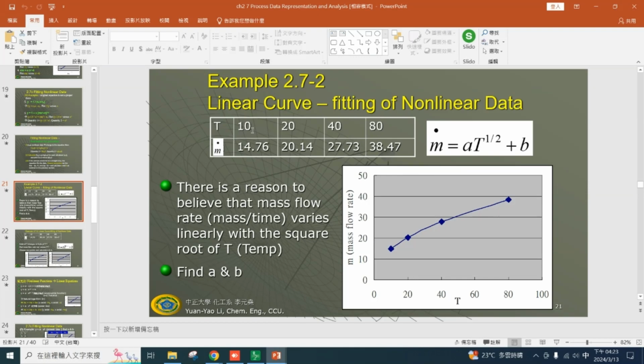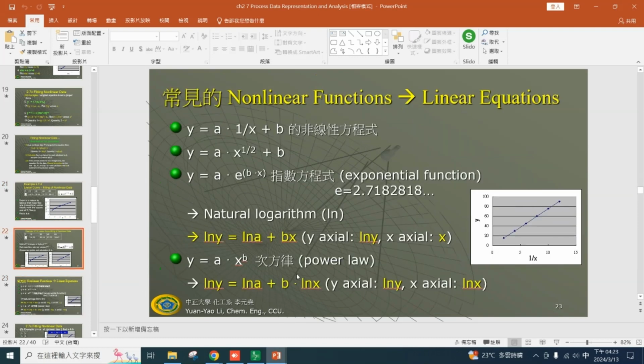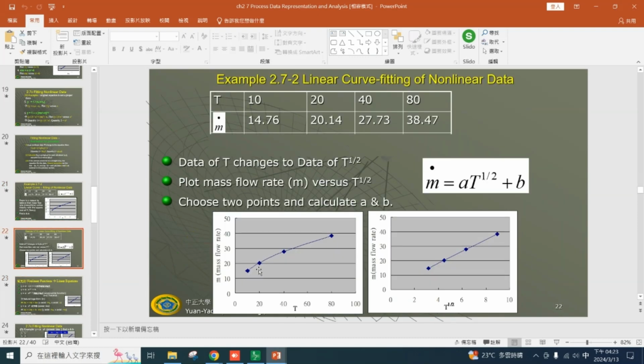So when you plot raw data like this, you understand this is not a straight line. This is not a linear equation. So how to make it linear? You take the square root of temperature, right? So this one will become the square root of temperature. So from this curve to become this straight line, and you get A and B, you find the answer.